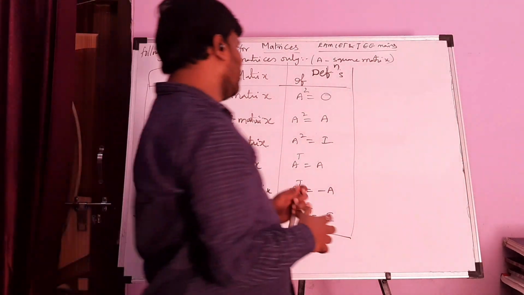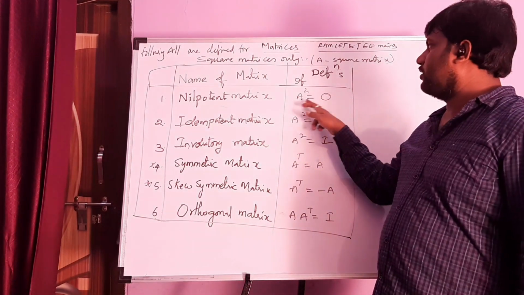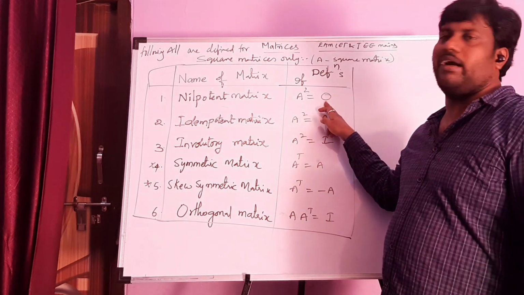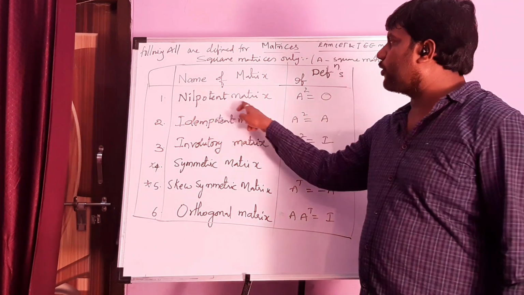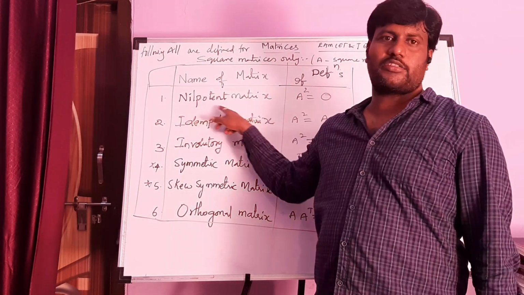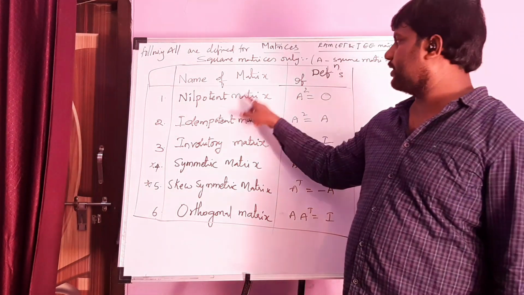Nilpotent matrix is very simple. Whenever you multiply a matrix with itself, that is A square, and you get the null matrix, such a matrix is called a nilpotent matrix. Nil means 0, remember like this. Nilpotent matrix means nil means 0. So that's why A square is equal to null matrix, you can say that it is nilpotent.